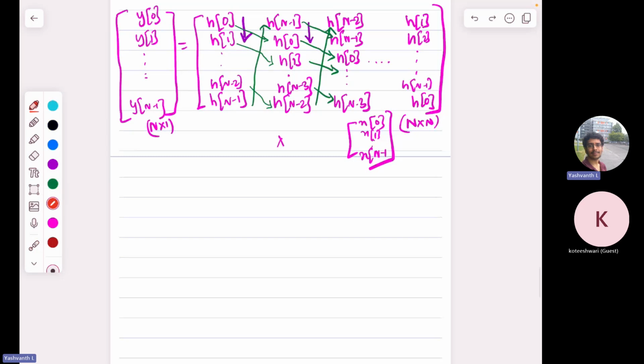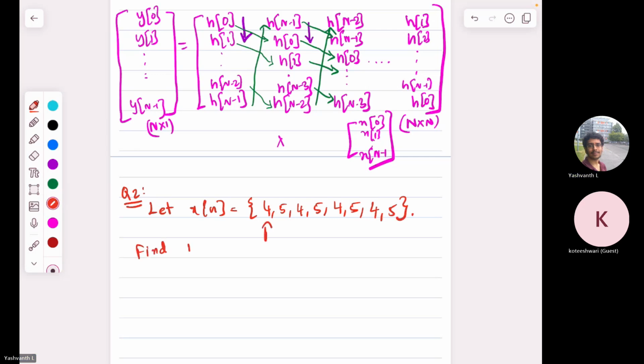Okay, we'll now solve the second question. Let x of n be equal to 4, 5, 4, 5, 4, 5, 4, 5. The question is simple. Find the DFT of x of n.